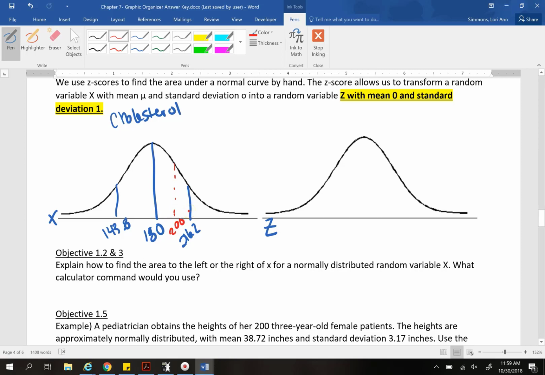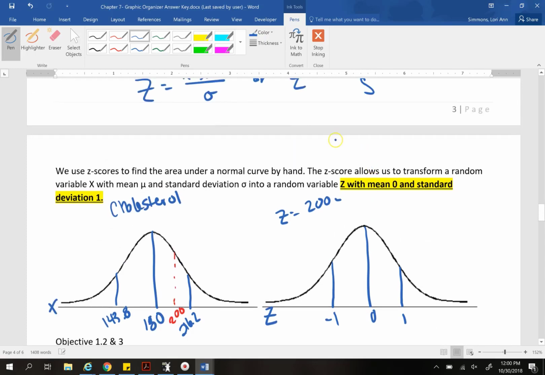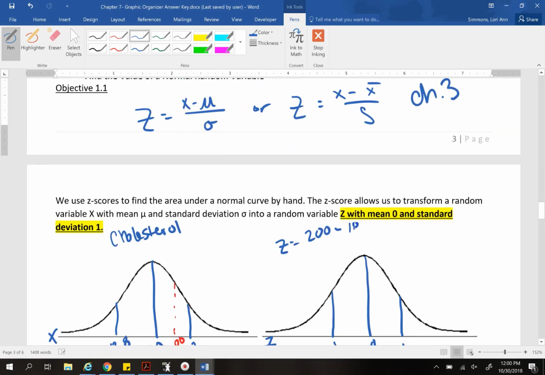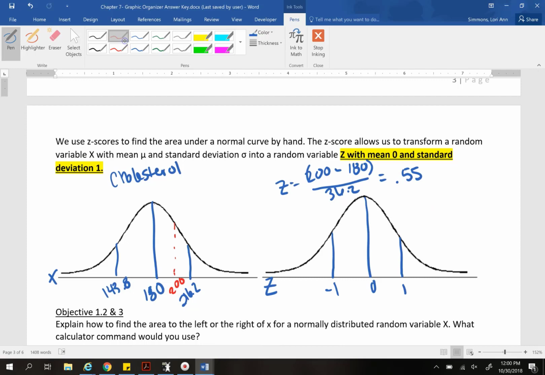Now you can do that and convert it to z-scores. So z-score always has a mean of 0, standard deviation of 1. So if you subtract, we're at -1 here, and then add a standard deviation, we're up to 1. So what we need to find is the z-score for 200. So follow the formula put up here. 200 minus the mean, which is 180, over the standard deviation. So when you do this on your calculator, you should get 0.55. And then where about is 0.55? About right here. And you can see that these match identically, except for obviously the horizontal labels. So always know that the z-score has a mean of 0 and a standard deviation of 1.